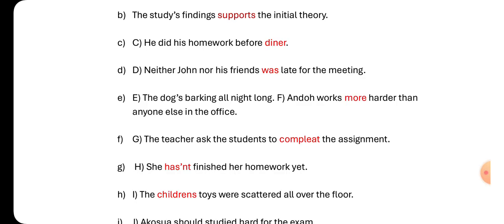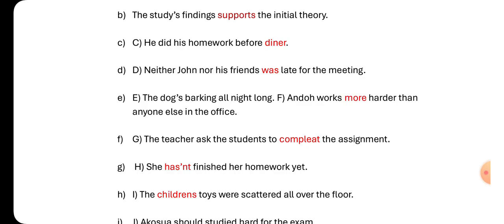So let's look at F. F says that Andor works more harder than anyone else in the office. "More harder. She works more harder." So this is a problem of redundancy, and you have to correct it.